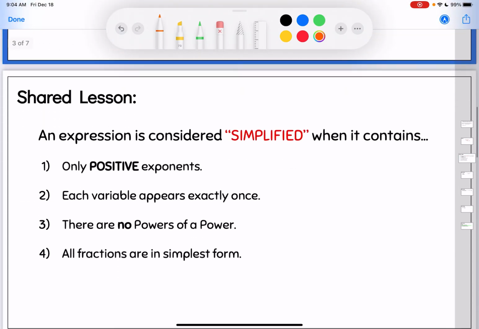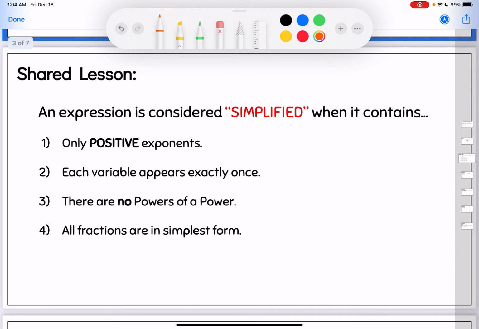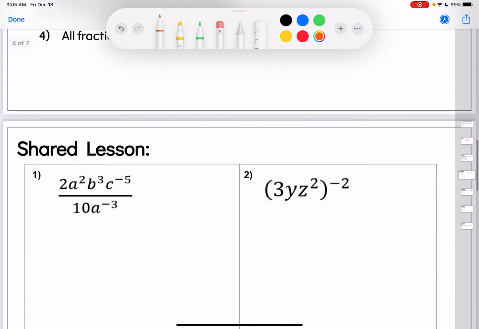All right. So we're going to get into some more complicated problems today. Just as a reminder, when we say that our answer is completely simplified, we should not have any negative exponents left. And each variable should only appear once. If you have more than one x or more than one y, you're not done yet. Should never have a power to a power, so no parentheses left over. And then all fractions should be in simplest form. So watch those coefficients as well. All right, so here we go.